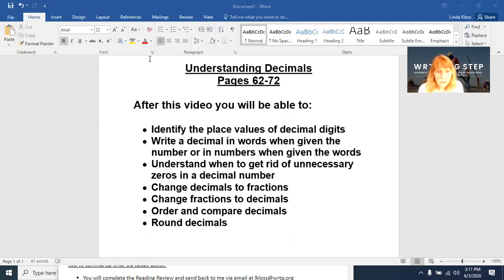Can we order and compare decimals? Yes, that's where we have to put them in order and check them column by column. And then finally, can we round decimals? So if any of these are still a little bit unclear, I would suggest going back and watching parts of the video or just practicing the packet and getting a lot of practice.